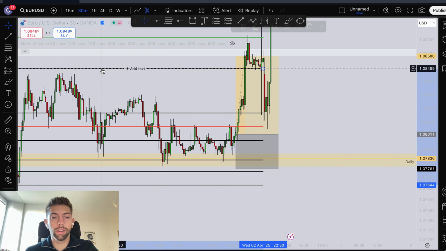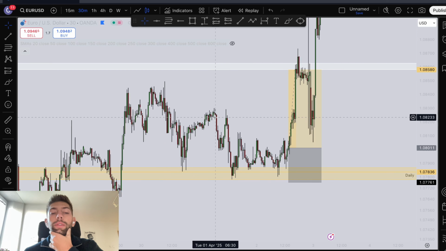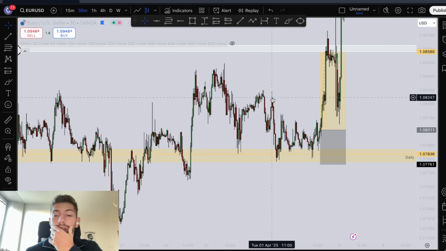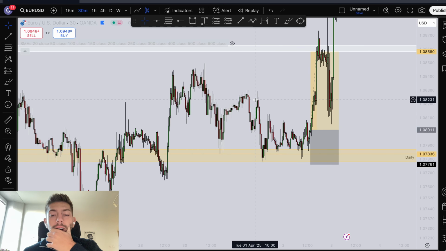Yeah, that was this trade. As I said, I made $1,700 on this trade. Beautiful setup. I would rate it as an A, not an A plus, but A for sure.